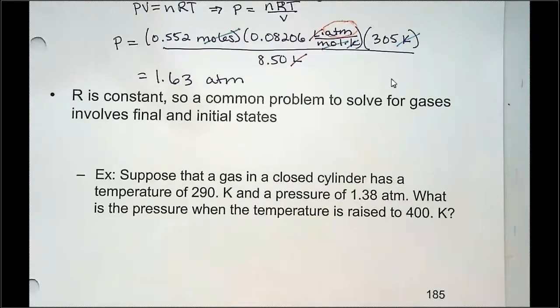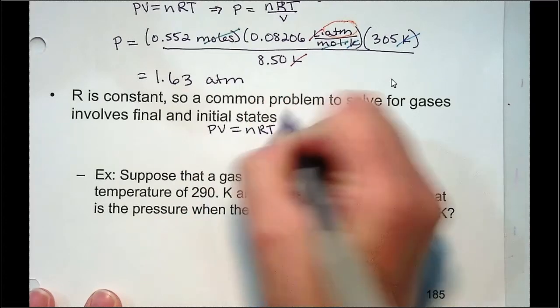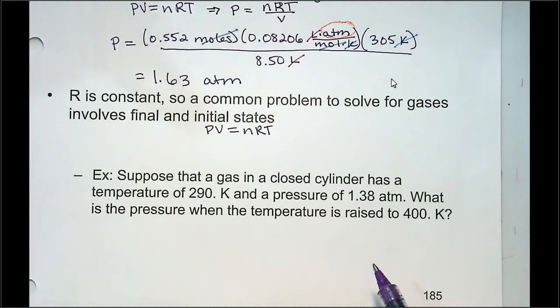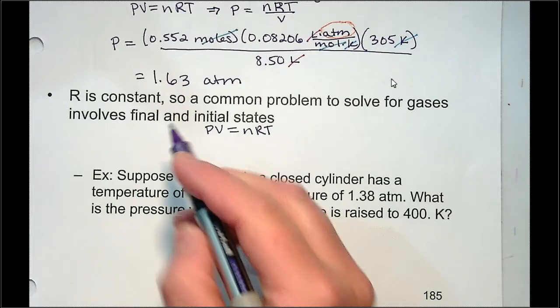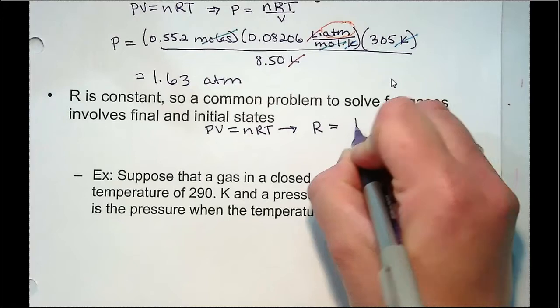Okay, anyway, back to this. So these initial and final states are what happens when you take your gas in your container and you change something about it. So you want to know what's changing, okay? So we have PV = nRT. We know that R is constant. So even if you change all of your other variables, you can set two equations equal to each other and solve for R. So if you rearrange this for R, we know R is equal to PV over nT.